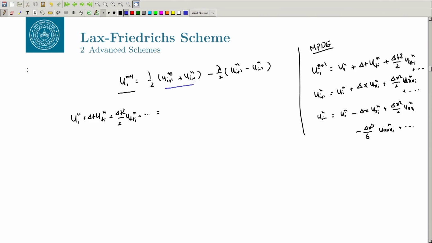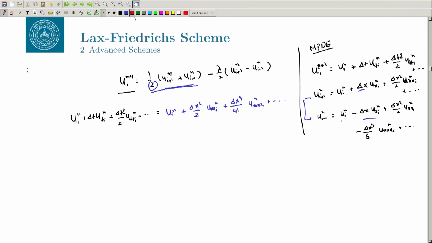Okay. So, if you add these two, all these odd derivatives will cancel out and even will remain, right, and the 2 will cancel out with this 2, because u_i^n plus u_i^n will become 2 u_i^n. So, you can write it as u_i^n, this term I am doing, plus delta x square by 2 u_xx_i^n plus delta x to the power 4 by factorial 4, so write factorial 4, u_xxxx_i^n plus so on and so forth.